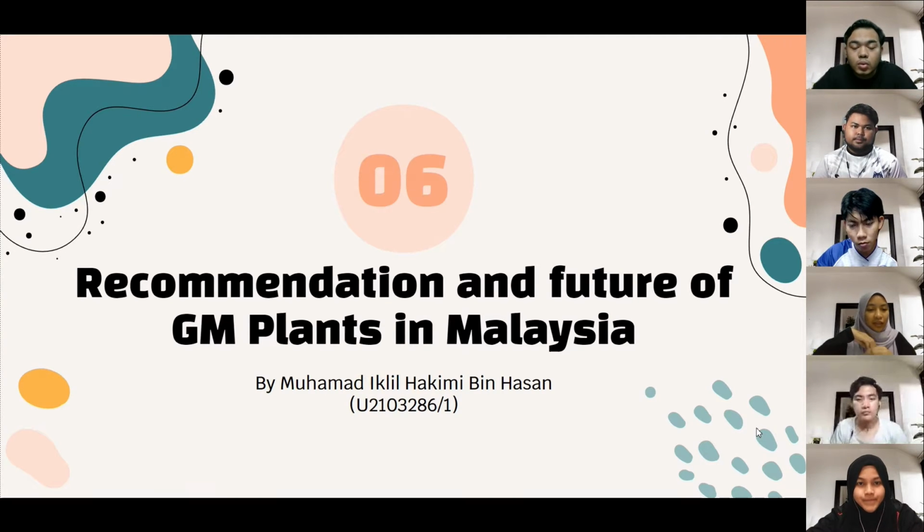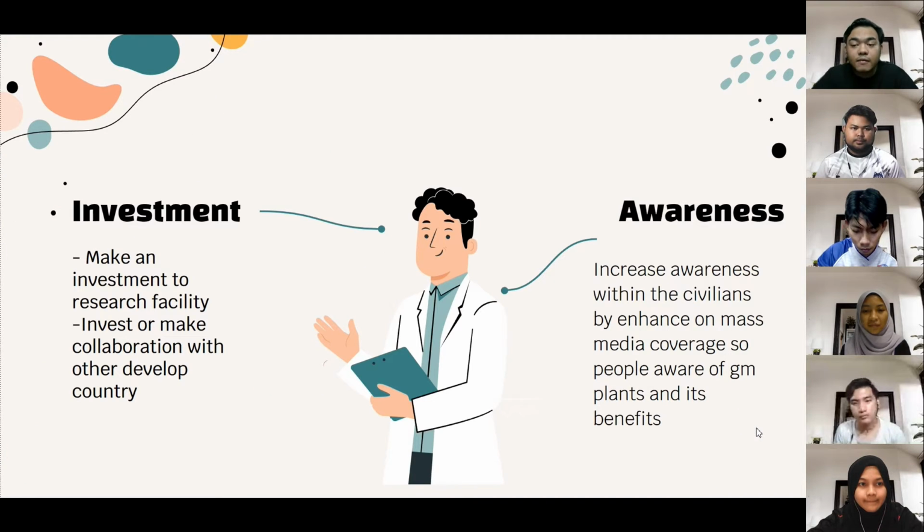And today I will continue this presentation with the recommendation and future of genetic modified plants in Asia. The first recommendation that I suggest is to make an investment. Government or any research company in Malaysia can invest more in GM plants research so that we can produce better crops than other countries. As we know, normal crops face many problems to grow. Therefore, we look into the GM plants to produce better and faster crops.